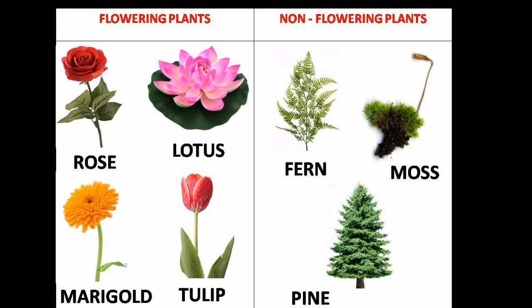Pictures with examples. Flowering plants: rose, lotus, marigold and tulip. Non-flowering plants: fern, moss and pine tree.